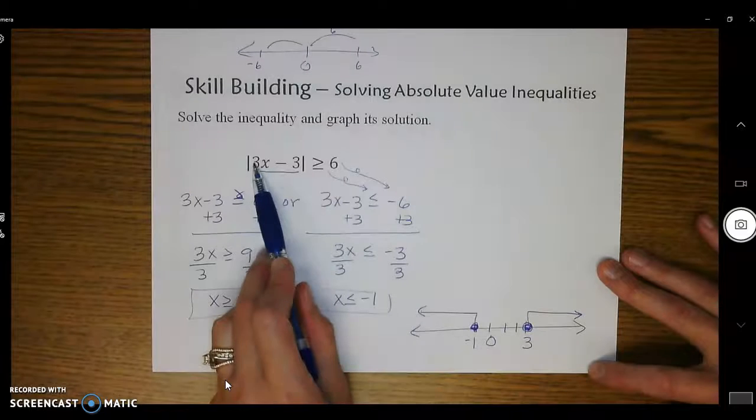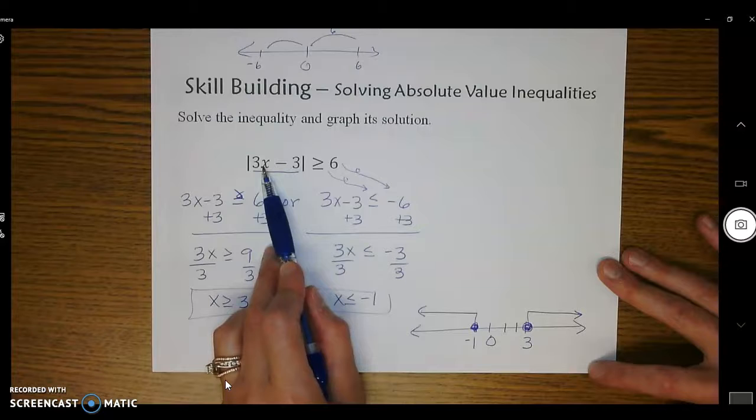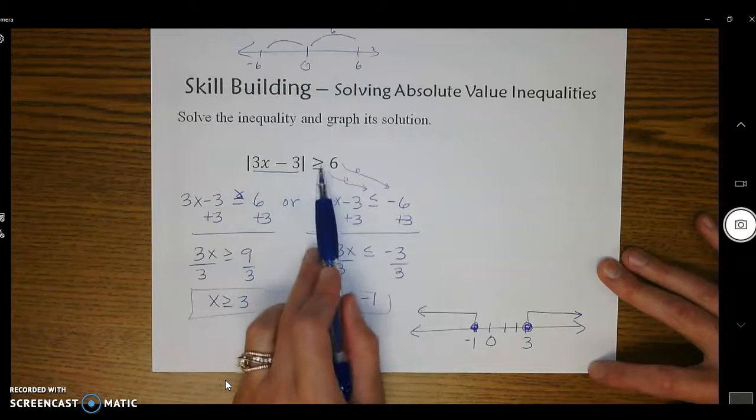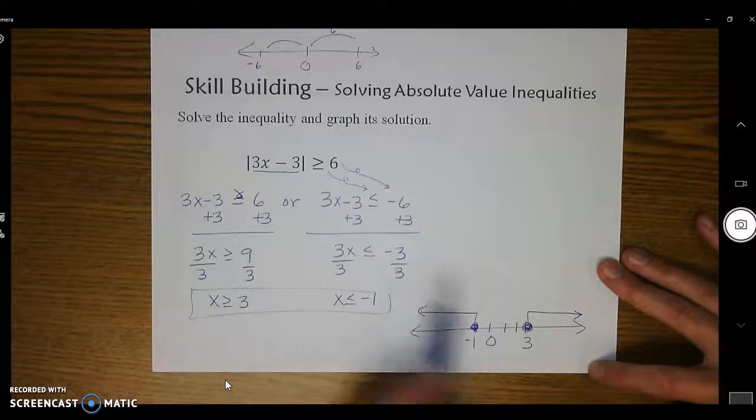So if I come up here, 3 times 0 is 0. 0 minus 3 is -3. The absolute value of -3 is 3. 3 is not bigger than 6, so that's good there. If I pick a number underneath here, anybody greater than 3 or including 3, but we'll pick on 5. So we're going to do 5. So if I test 5, 5 should work.